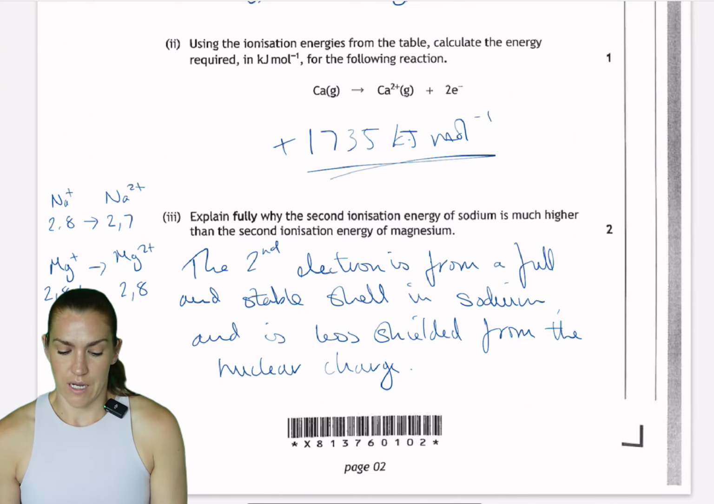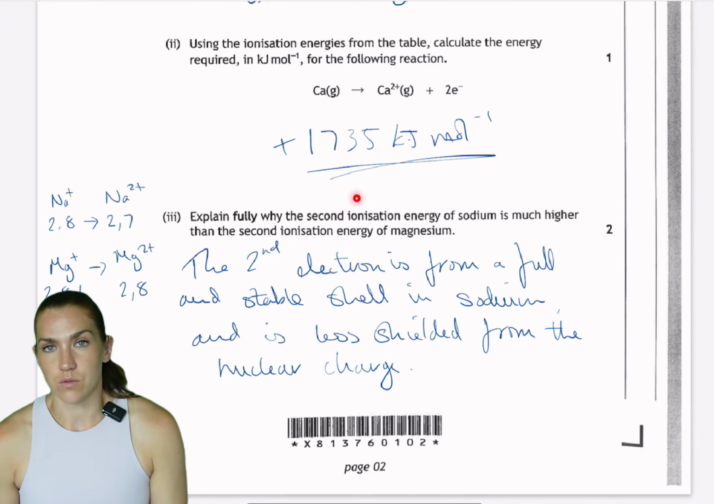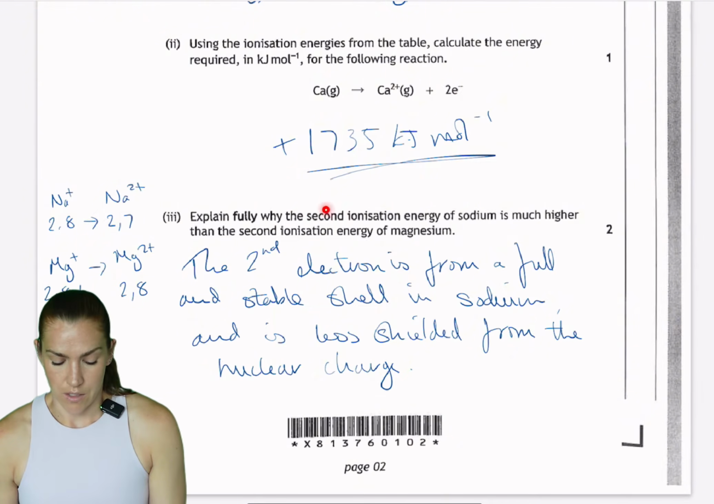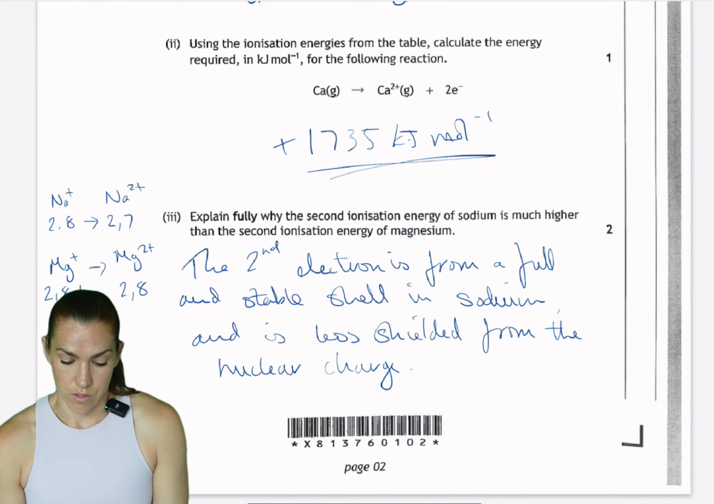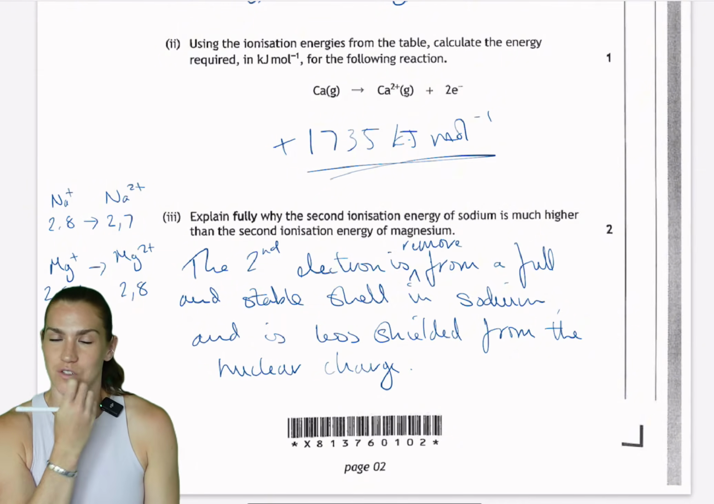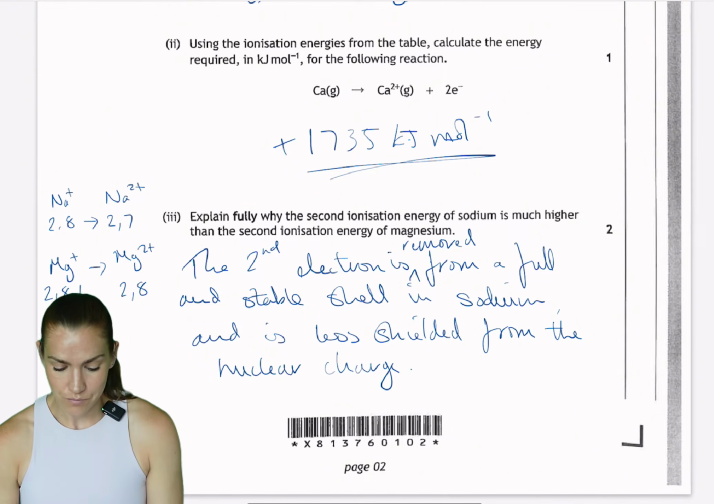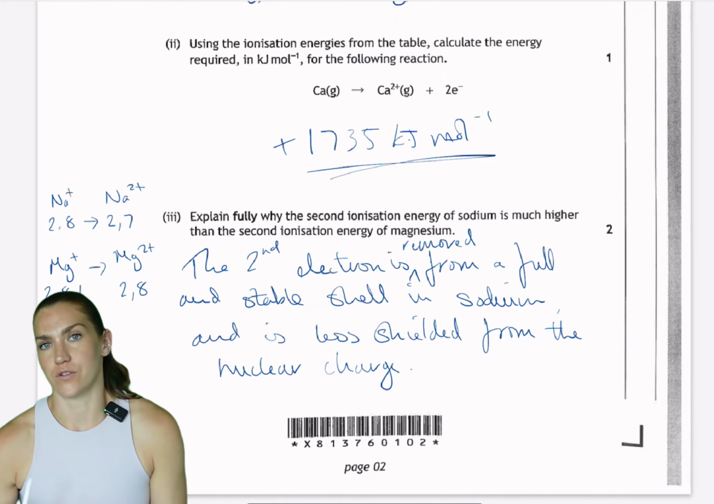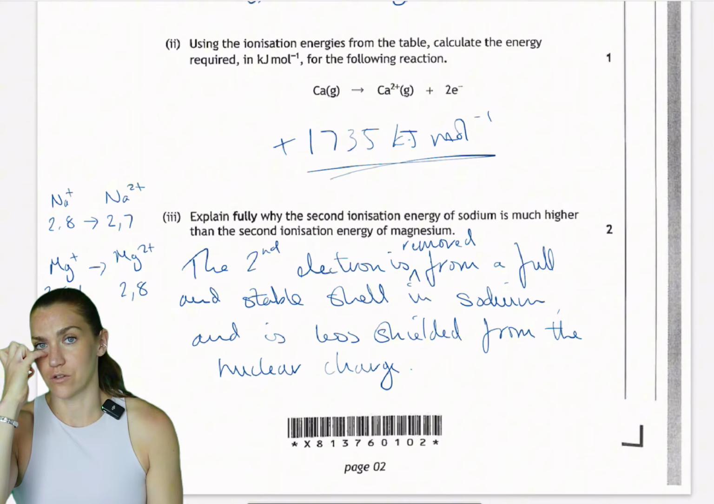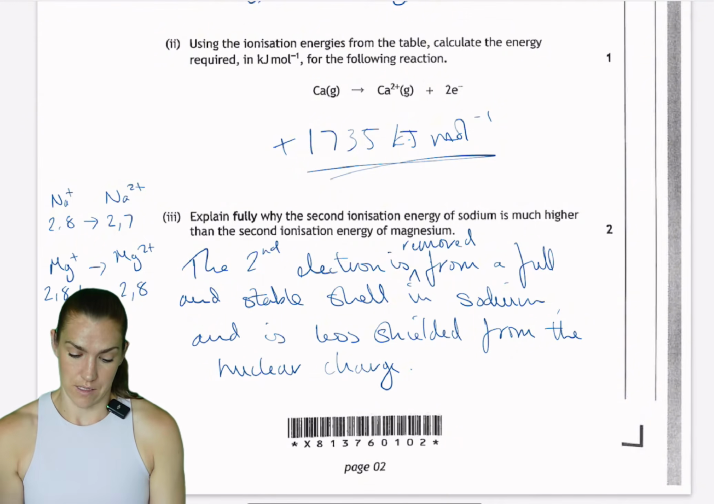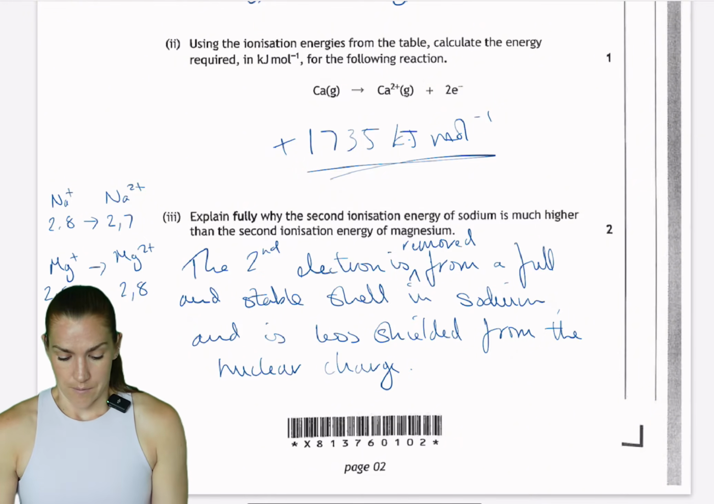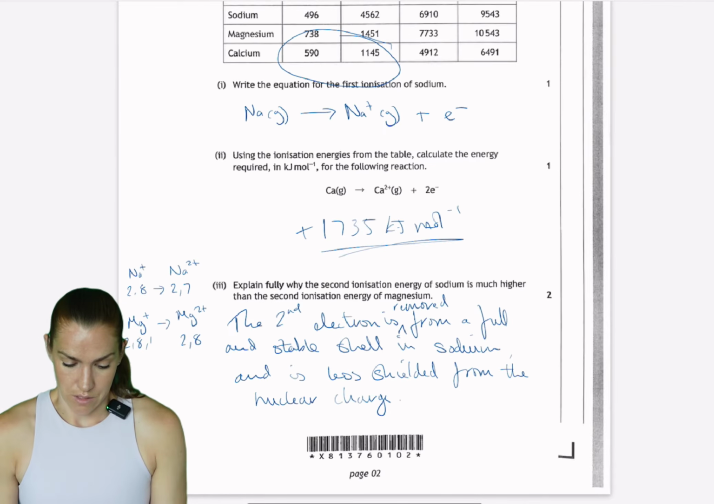It's very important with the ionization questions as well that you reference what ionization you're talking about. So here I mentioned that it was the second electron that was being removed. I actually forgot to put in the removed, so I should say is removed from, and then it shows that you know that the electrons are being removed. Or you could say the second ionization energy requires the removal of an electron from a full stable electron shell and an electron that is less shielded. So just make sure you're very clear with your wording in these questions.